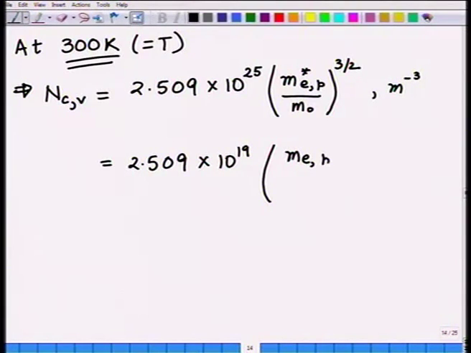times (m_e, m_h star by m_0) to the power 3 by 2, and now it is in per centimeter cube. That is what density of states is. What I mean is that if you substitute in here the effective mass of electrons, then you calculate N_c, and if you substitute here the effective mass of holes, then you calculate N_v. That is what this comma separates, pick one of the two. All right. So, that is what the simplified expression is.